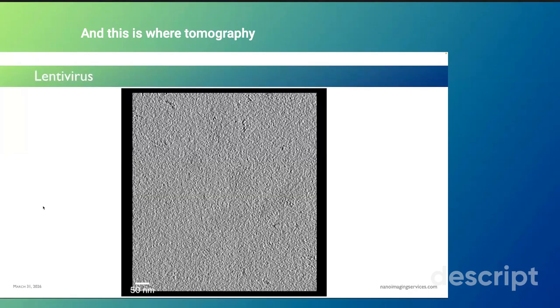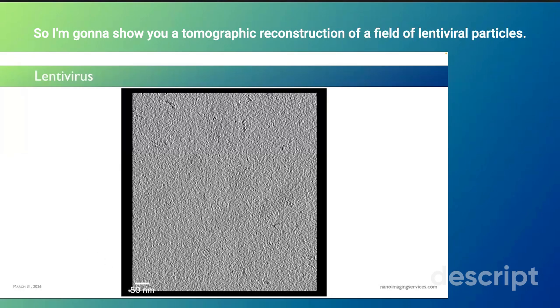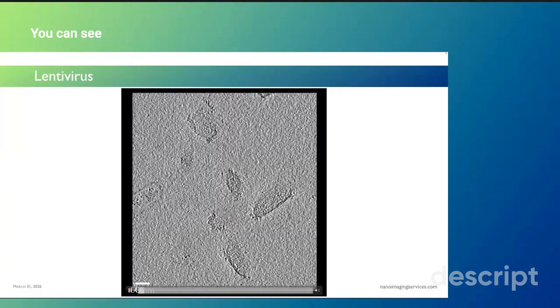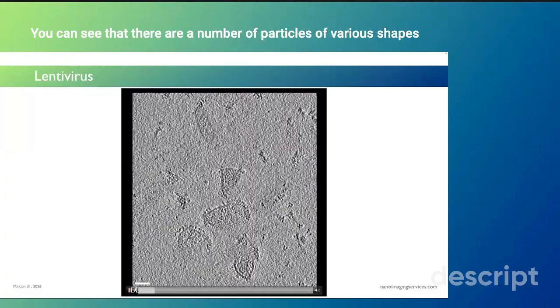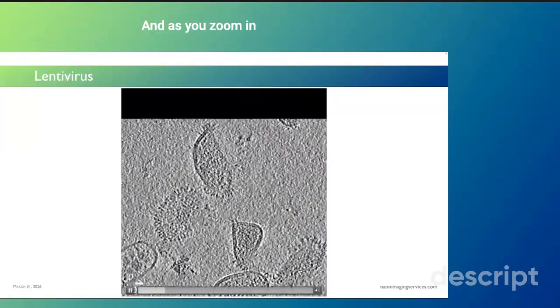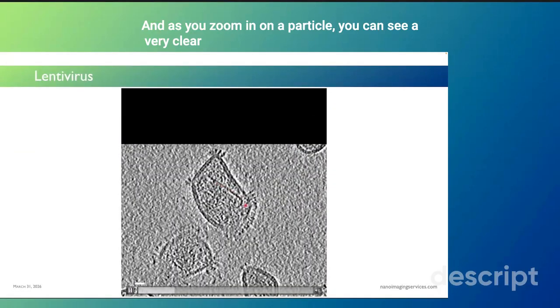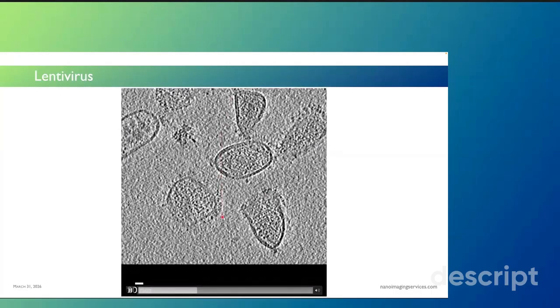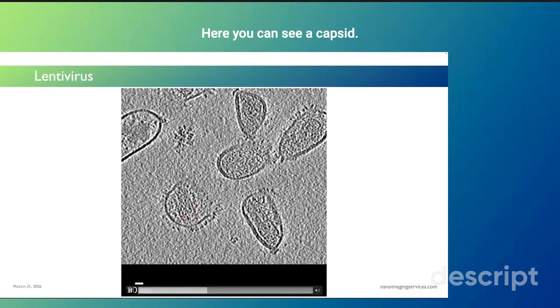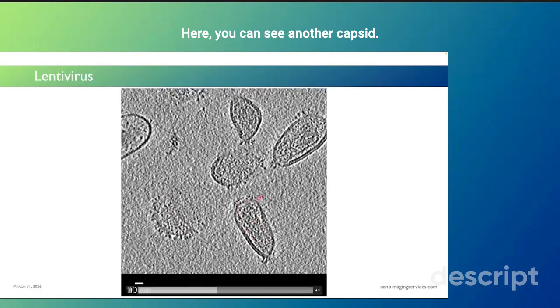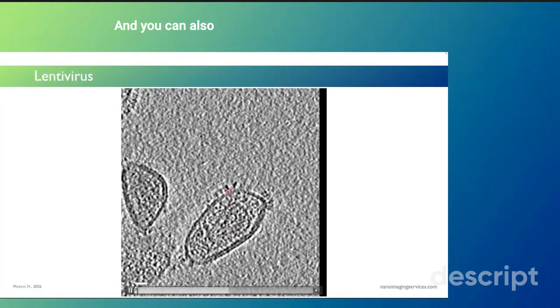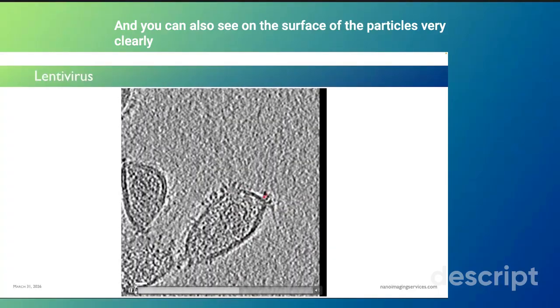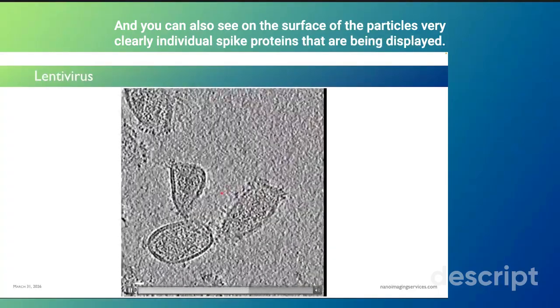This is where tomography can be useful for looking at lentivirus. So I'm going to show you a tomographic reconstruction of a field of lentiviral particles. You can see that there are a number of particles of various shapes and sizes present. As you zoom in on a particle, you can see a very clear conical, cylindrical capsid structure. You zoom in on a couple of other examples. Here you can see a capsid. Here you can see another capsid. Here's a capsid structure right here. And you can also see on the surface of the particles, very clearly, individual spike proteins that are being displayed.